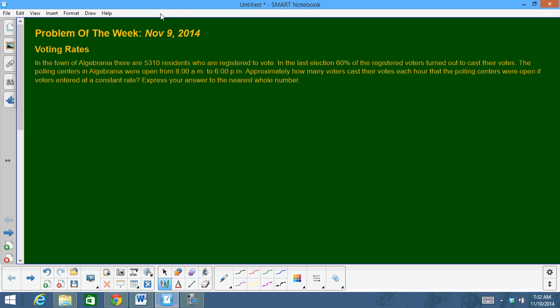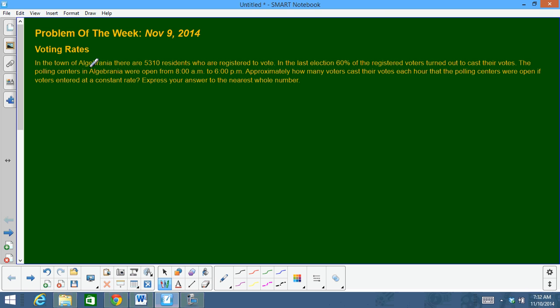Okay, this is the problem of the week for November 9th. And again, it is timely. It is about voting rates. And of course, last week was election week. Election day was on Tuesday. And so, once again, a timely topic.